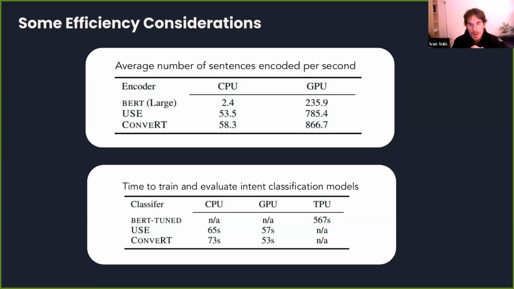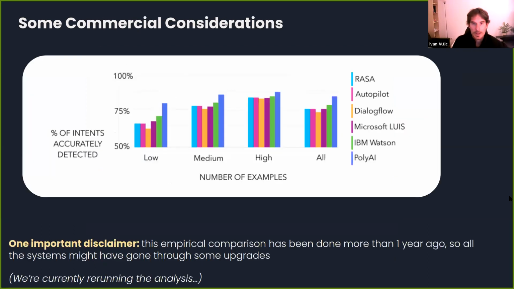So you can see some encoding times on CPUs, and actually this is the number of sentences that get encoded per second on CPU and GPU. And you can see that fine-tuning the entire BERT model is much slower than using the fixed encodings from sentence encoders like USE and ConveRT, which is extremely useful for production.